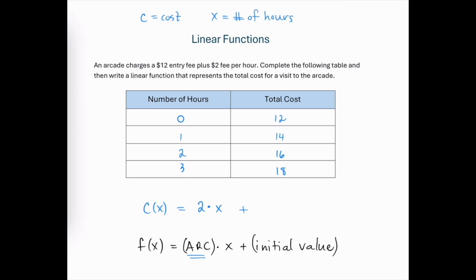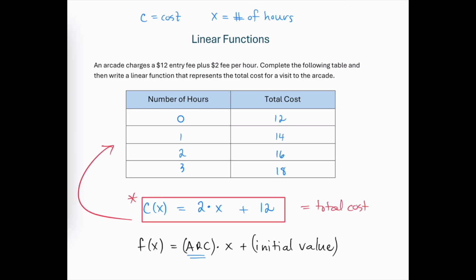We were also given the initial value, which was $12 just to get in the door. So initially we paid $12, and then we're going to pay $2 per hour in addition to that entry fee to get the total cost. So this is the cost function that can serve as an algebraic model for this data.